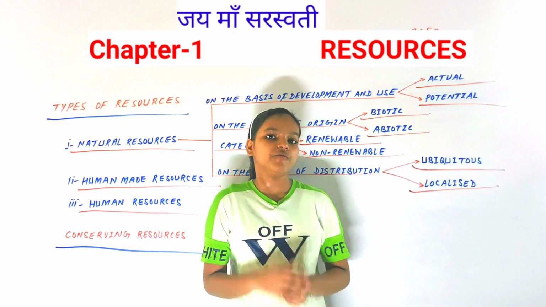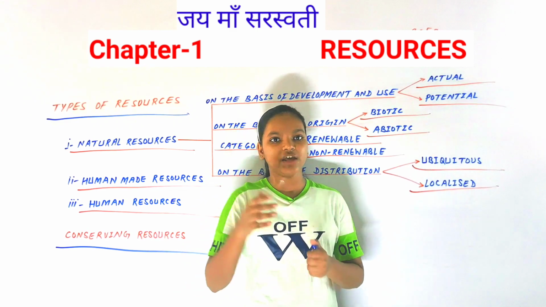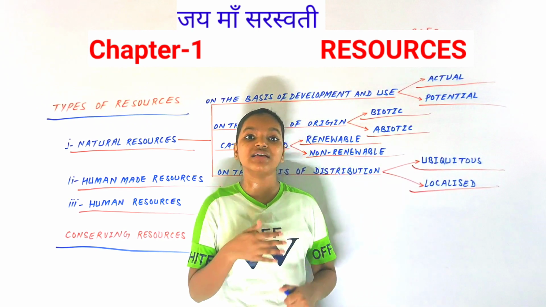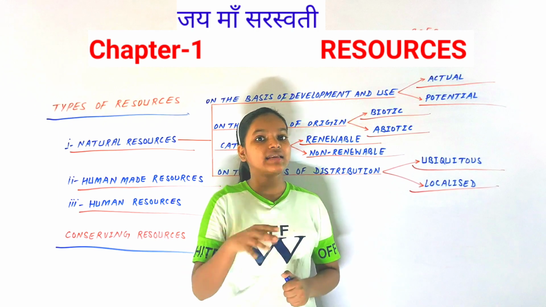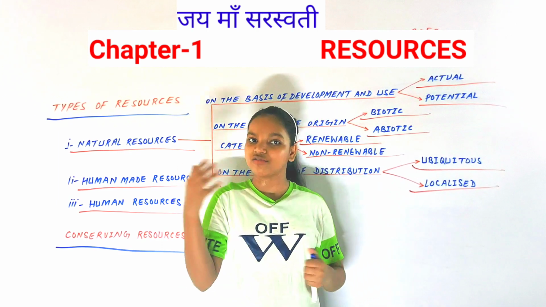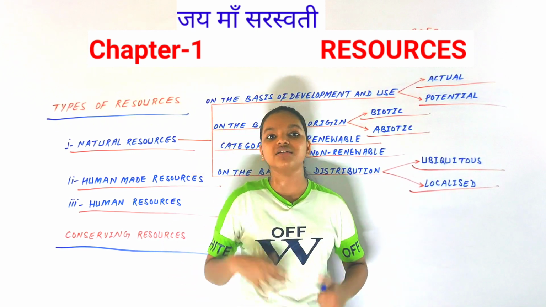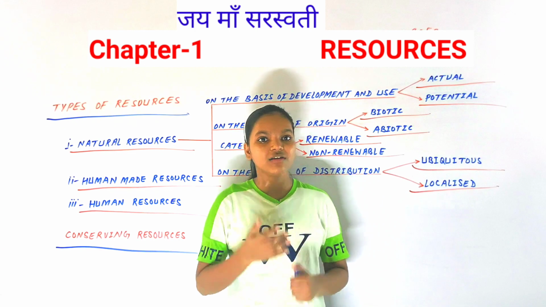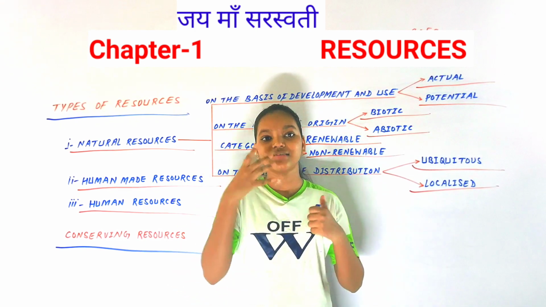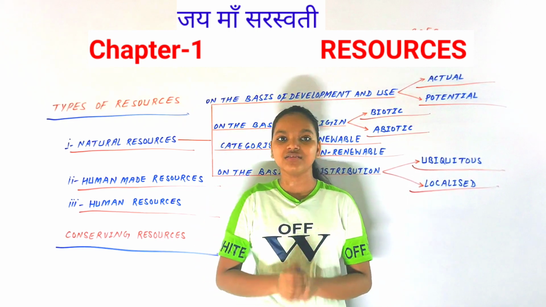For example, if you have a resource like uranium in some amount, then you have to use it in such a manner that it can be used after 50 years, or 100 years, or 1,000 years. It can be many years, so that it can be used by future generations as well. So sustainable development means we have to use resources in such a manner that they will be present for future generations as well.